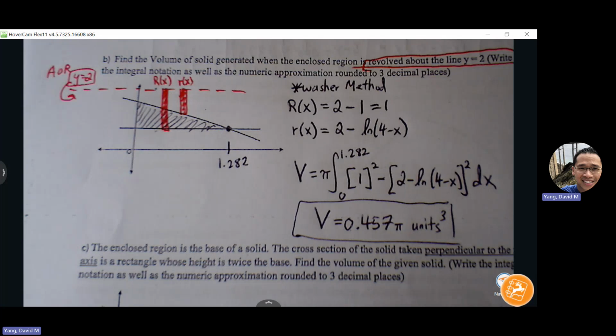Sometimes we feel like we want to involve the axis as part of the bounds, but remember your bounds are only for the shaded region. Don't look at where the axis is. It's not going to have any impact on your bounds for your integral. Okay, part C.